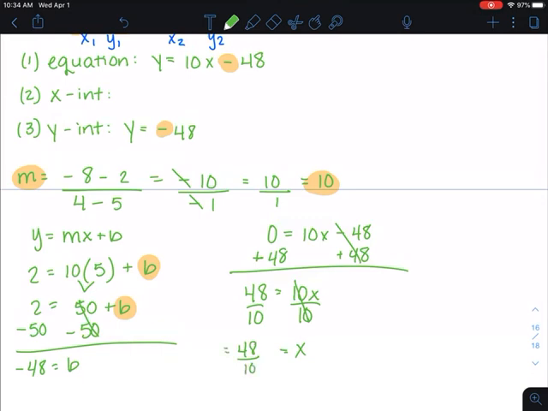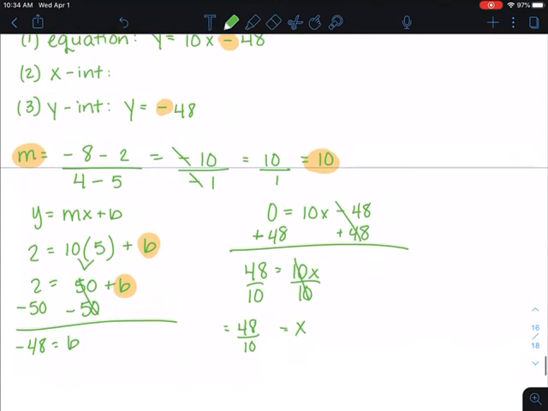You can leave it that way, or you can think about the robot that we have at school on the board: move it to the left one spot because you're dividing by 10. So x-intercept would be equal to 48 over 10, or 4.8.